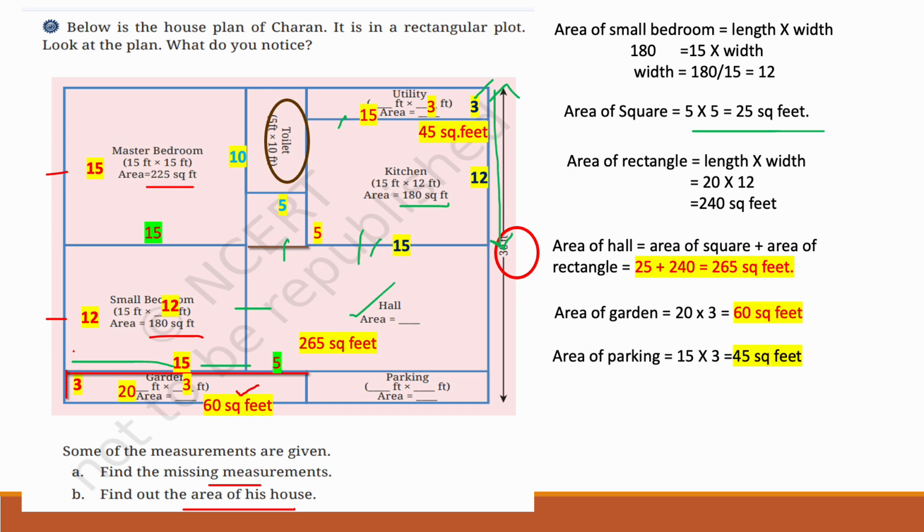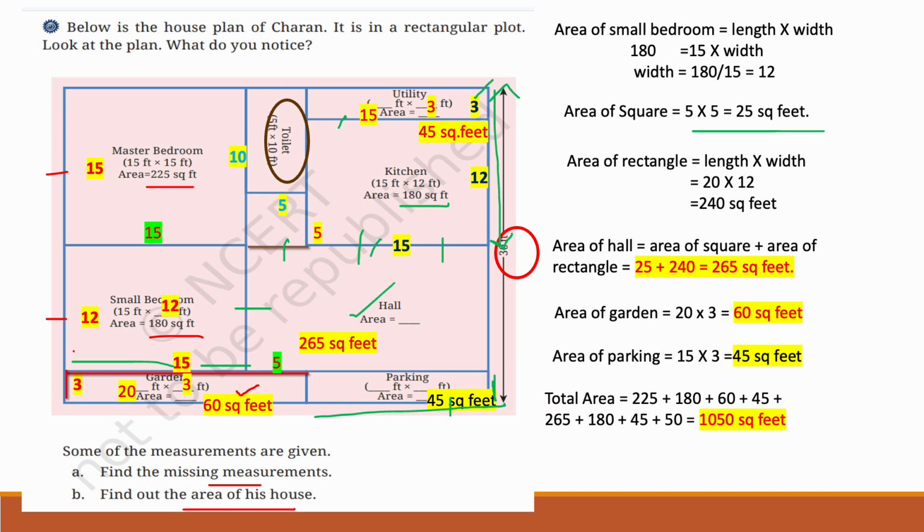Then parking. Area of parking is 15 into 3. How did you get? See, this region is 3. Width is 3. Then, what about this length? It is 15. The same length. So 15 into 3 is 45 square feet.